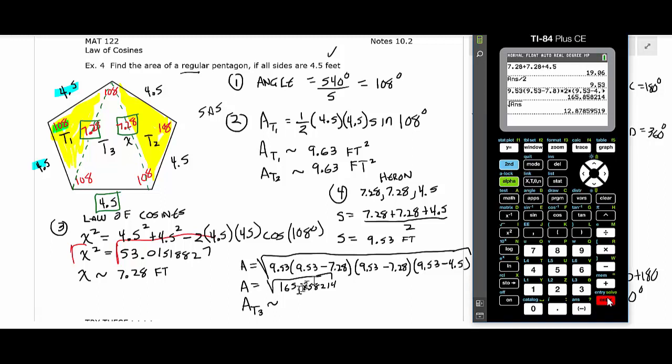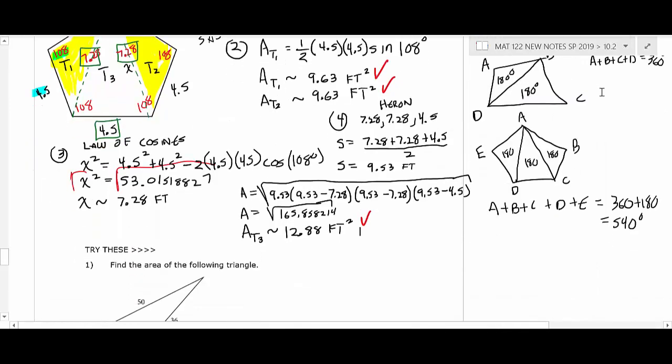Okay, and that gives an area, I'll use 2 decimals, 12.88 square feet. Okay, so here's kind of what we have in here. We end up having these 3 areas, so then all we got to do is add them up, and then we got the answer to the problem.